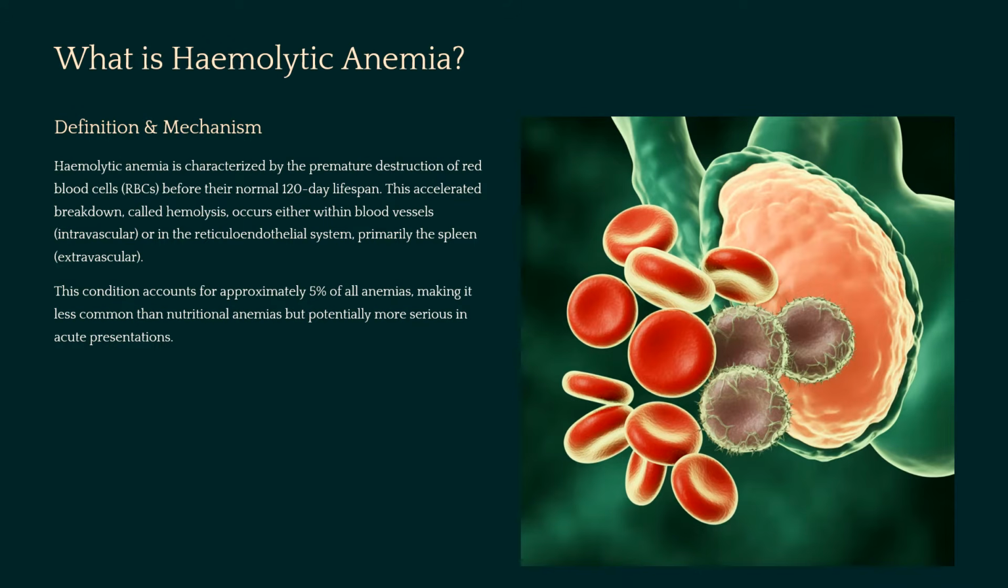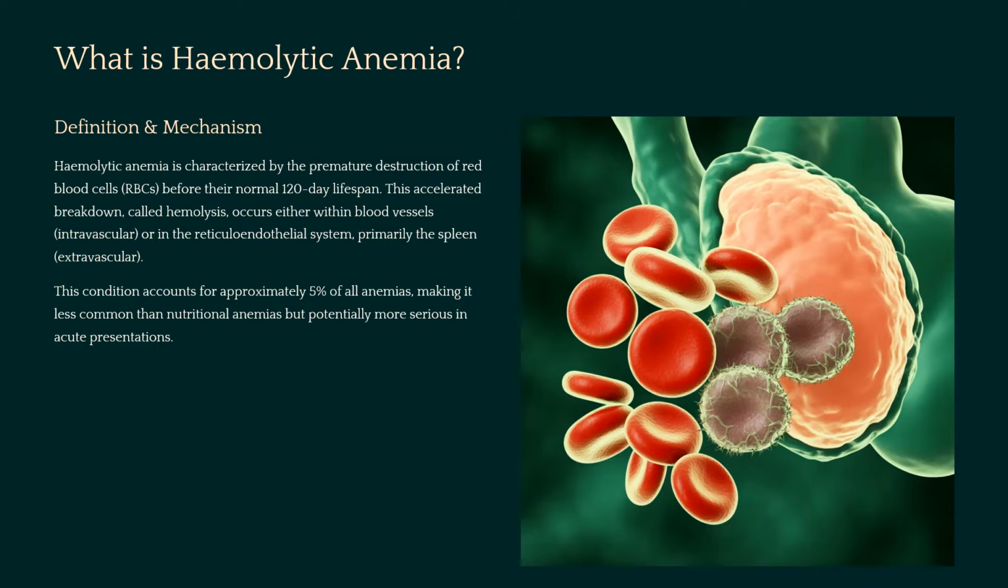So what is hemolytic anemia? It is characterized by the premature destruction of red blood cells. What is the premature destruction? We all know that the normal lifespan of a mature RBC is 120 days. This accelerated breakdown, called hemolysis, occurs either within the blood vessels, that is intravascular, or in the reticuloendothelial system, primarily the spleen, that is called extravascular. So when the red blood cells are destroyed before 120 days of lifespan, a condition known as hemolysis, then hemolytic anemia occurs.